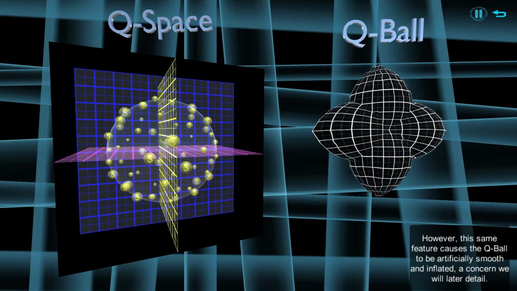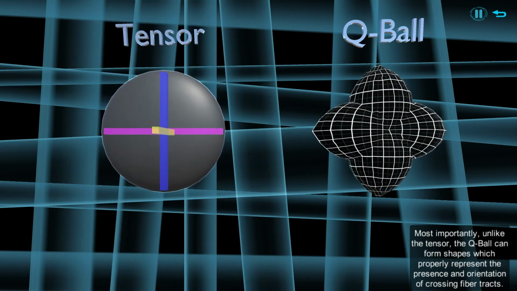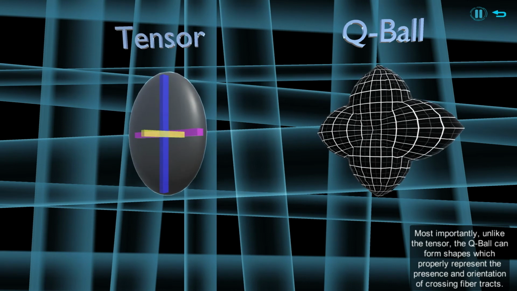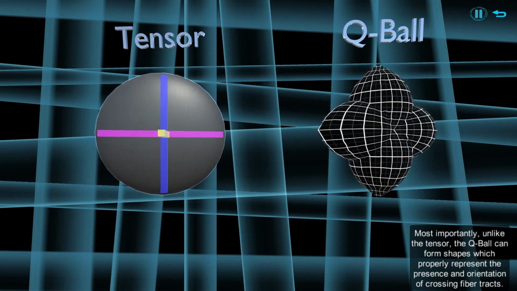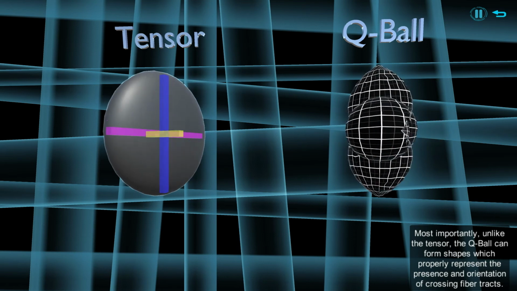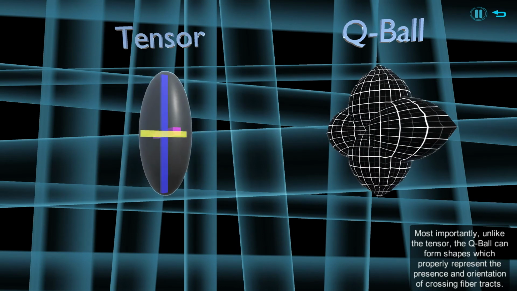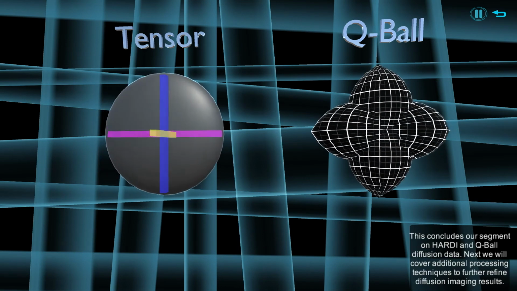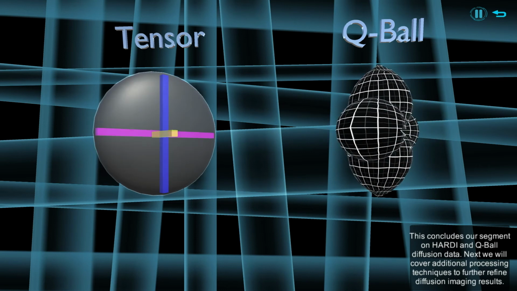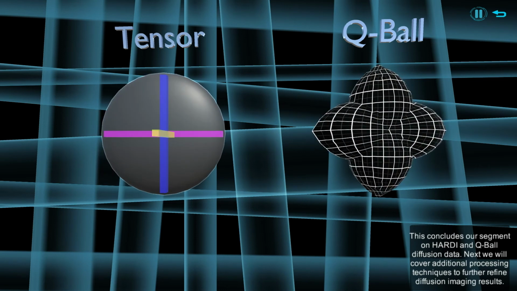will later detail. Most importantly, unlike the tensor, the cue ball can form shapes which properly represent the presence and orientation of crossing fiber tracks. This concludes our segment on HARDI and cue ball diffusion data. Next we will cover additional processing techniques to further refine diffusion imaging results.